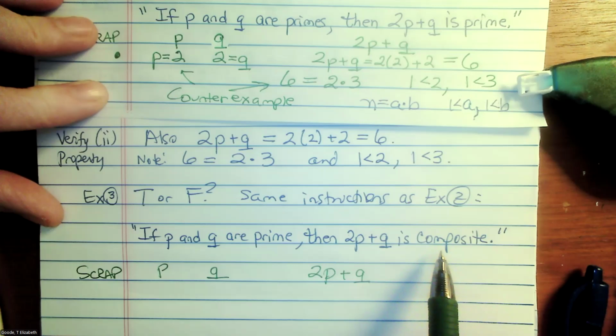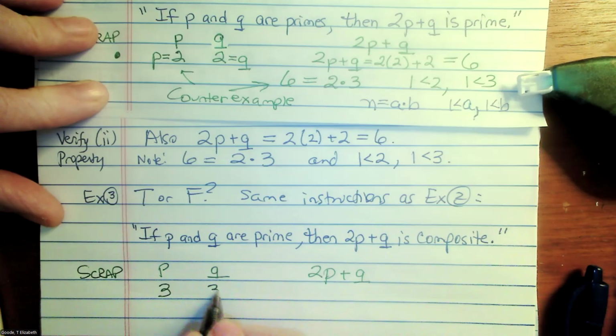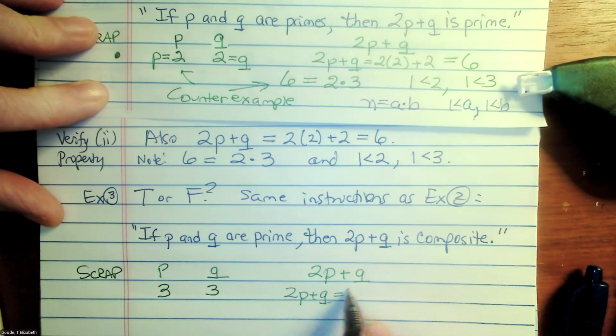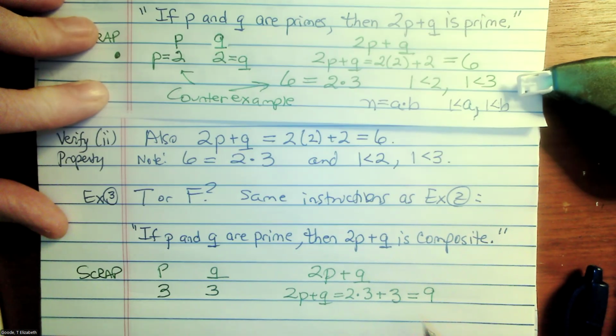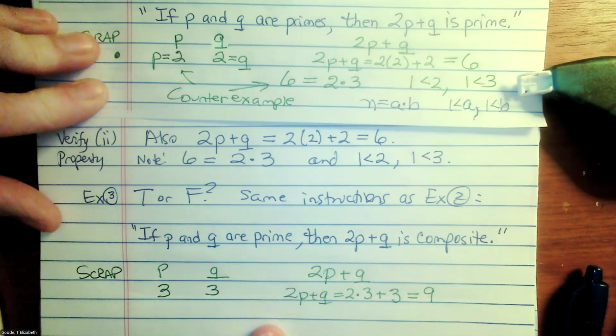We can start with three. We can use three and three, two threes. All right, let's try it. So 2P plus Q is 2 times 3 plus 3, and that's 9. That's composite. In fact, do you realize that 2P plus Q is going to equal 3P if P and Q are equal? Yes. That is true. So it's always going to wind up being composite if P and Q are both the same.